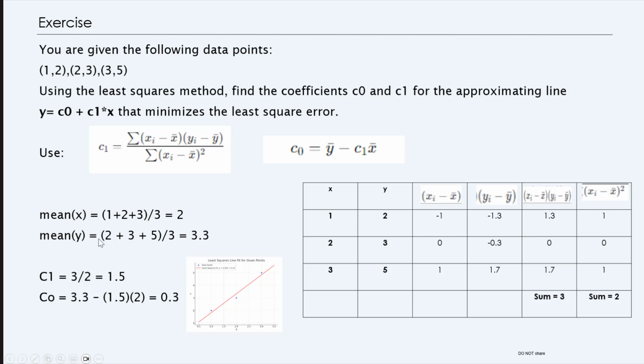Then we find the sum, which is what's given here. So c1 is given by this sum, which is 3, divided by the sum here, which is 2. So we get c1 to be 1.5. So c1 is the slope. And then c0 is given by y bar, which is 3.3, minus c1 times x bar, so it's 1.5 times 2, which gives you 0.3. So that's the y-intercept. You can see this line has a slope of 1.5 and a y-intercept of 0.3. This looks like a good fit. In fact, from a least squares perspective, this is the best fit. So this is the best model we can do.